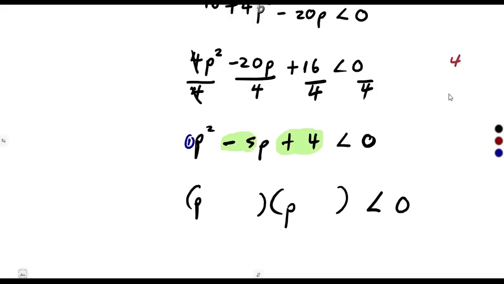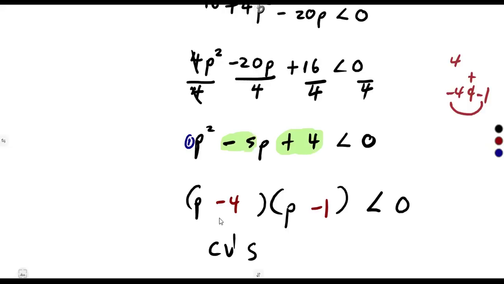Which numbers are you talking about? Minus 4 and minus 1. You multiply, you get a positive 4. You add, you get a negative 5. So this is what we need. All right, so we've got minus 4 and minus 1. So we can have our critical values from there. So what will be our critical values?